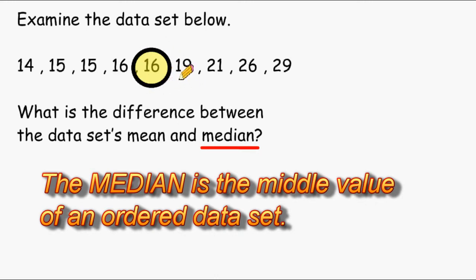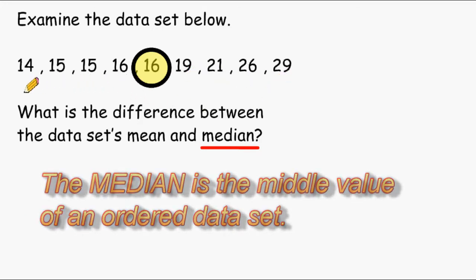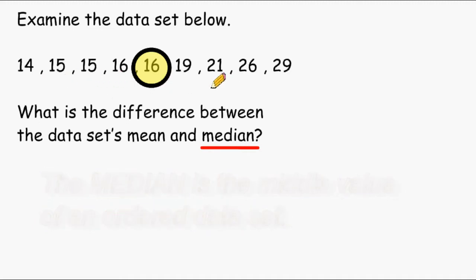you should notice that we have exactly 4 numbers to the right of the median and 4 numbers to the left. So whenever you have the same amount of data to the left and to the right of your circled number, you know that you have successfully located the median. Now we have to figure out the mean of this data set. And once we find the mean of that data set, we have to subtract that number with the median so we can figure out what the difference is between the two.